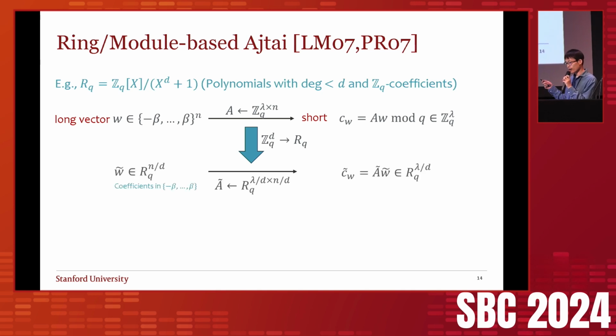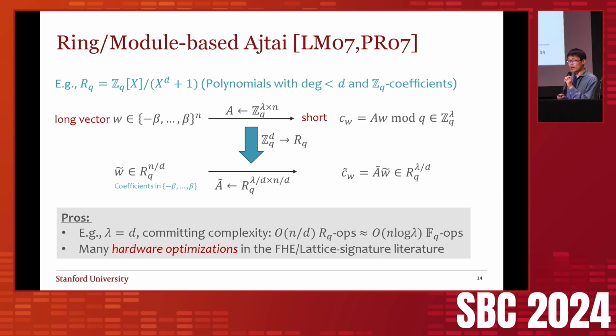And that will translate to this. W becomes W tilde, A becomes A tilde, and CW becomes CW tilde. And now the key difference here is that when we commit, instead of performing matrix multiplication over ZQ, we just do matrix multiplication over RQ. And because we have a really efficient polynomial multiplication algorithm using NTT, this actually leads to much more efficient algorithms. For example, if you set this degree d to be exactly lambda, then A tilde is basically just a vector of n by d, and it's just an inner product. That inner product is just n ring operations, and that will translate to approximately n log lambda small field operations, which is very efficient and also parallelization friendly. A great thing here is that there are many software and hardware optimizations for it in the fully homomorphic encryption setting and lattice signature scenarios, which makes it blazingly fast.